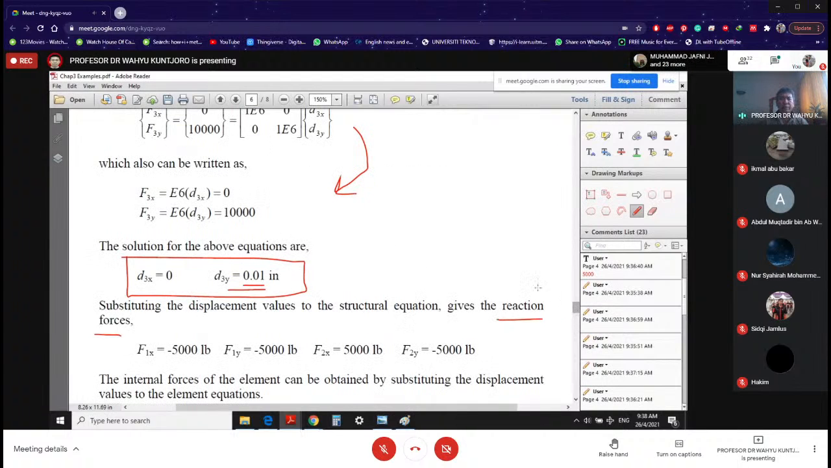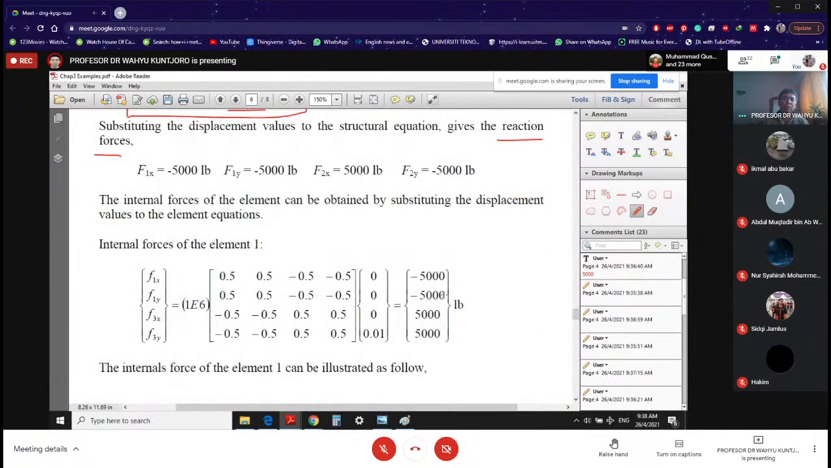So now we have done the external forces. What about internal forces? Very simple. For every element, you can calculate the internal force. Let's go to element number 1. So that's the equation. Now you have your displacement for element number 1, d1x, d1y, d3x, d3y. And of course, this is your internal forces, F1x, F1y, F3x, F3y.